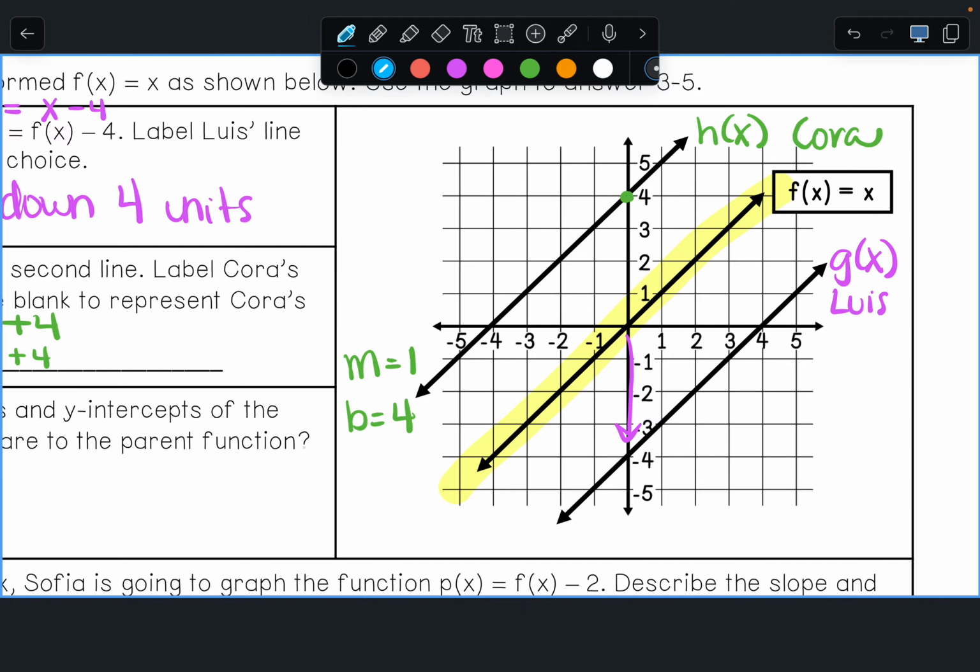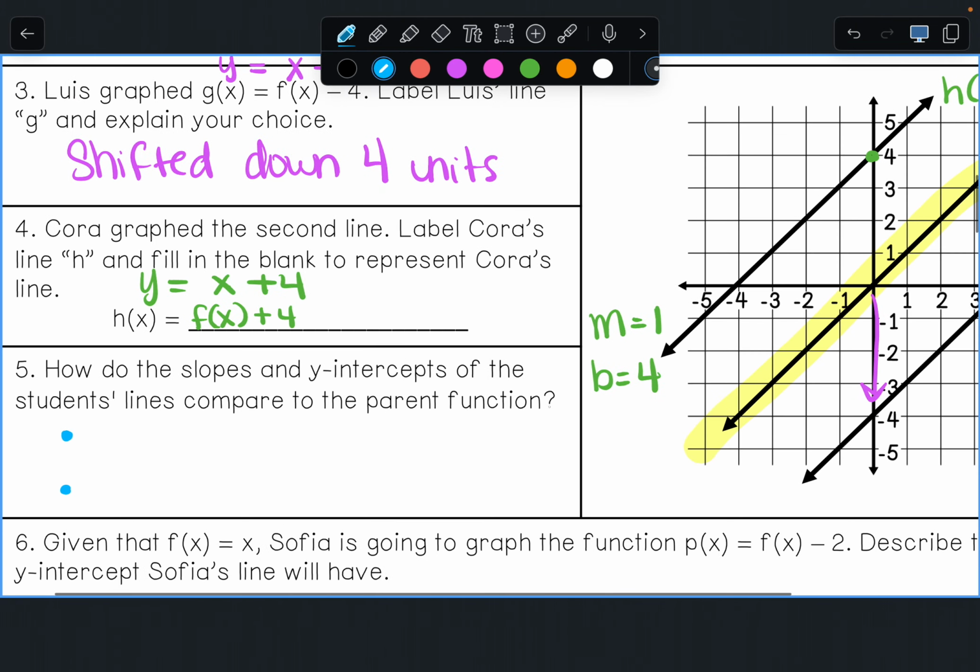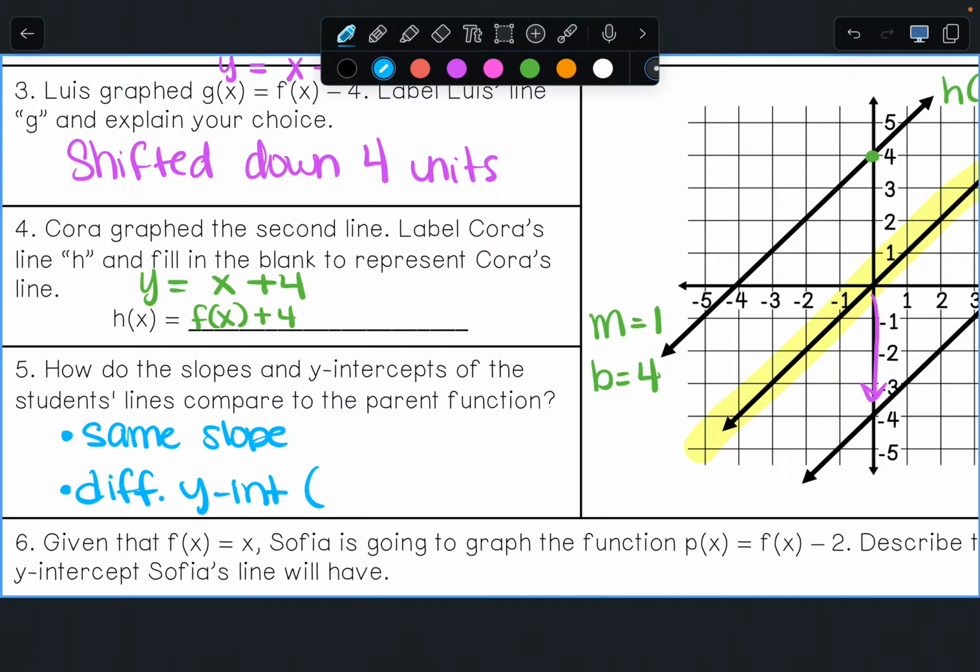What changed is that it moved altogether up or altogether down, okay? So it's just a shift. Slope stays the same, different y-intercept. And because there's a different y-intercept, we call that the shift, okay?